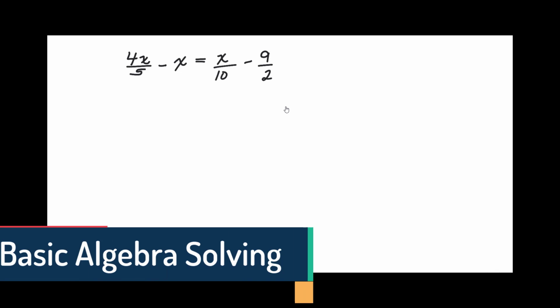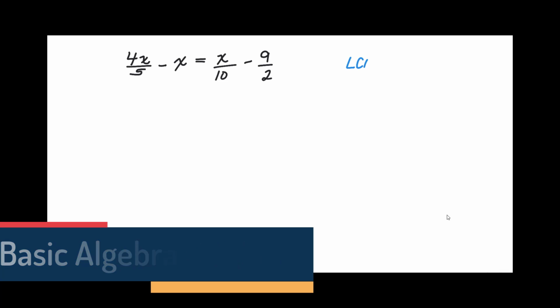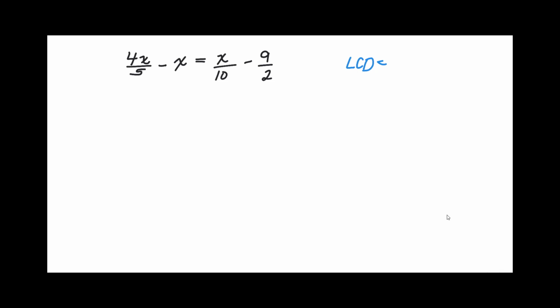Okay, here's another one with fractions. Not a big deal. We're going to multiply every single term by the least common denominator. How I always find the least common denominator is I look at the biggest number, which is 10, and I see, will both the other denominators divide into it? So that's my least common denominator. So what I'm going to do is take each term and multiply it by 10.